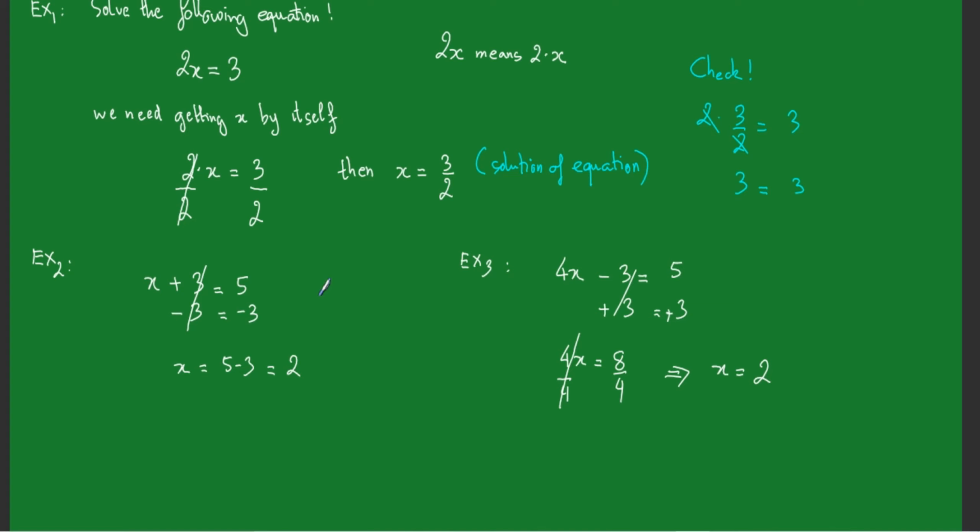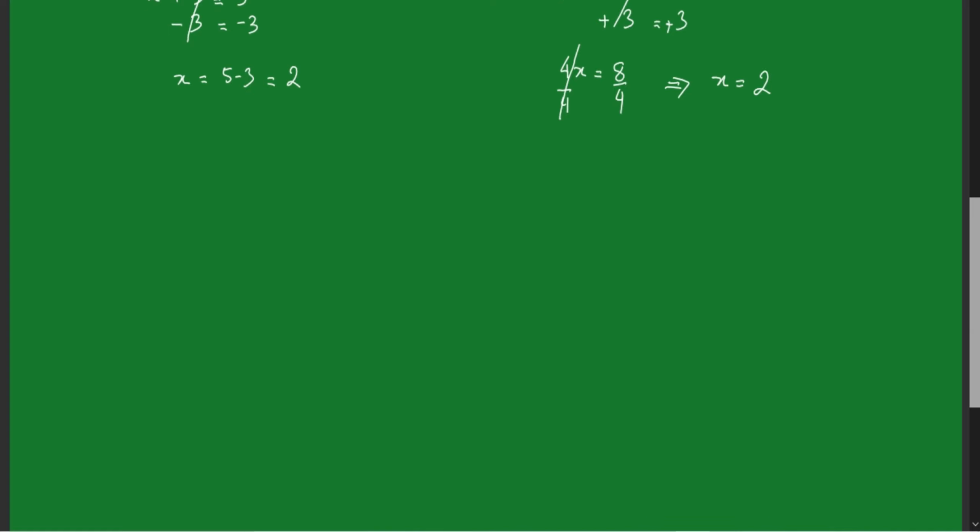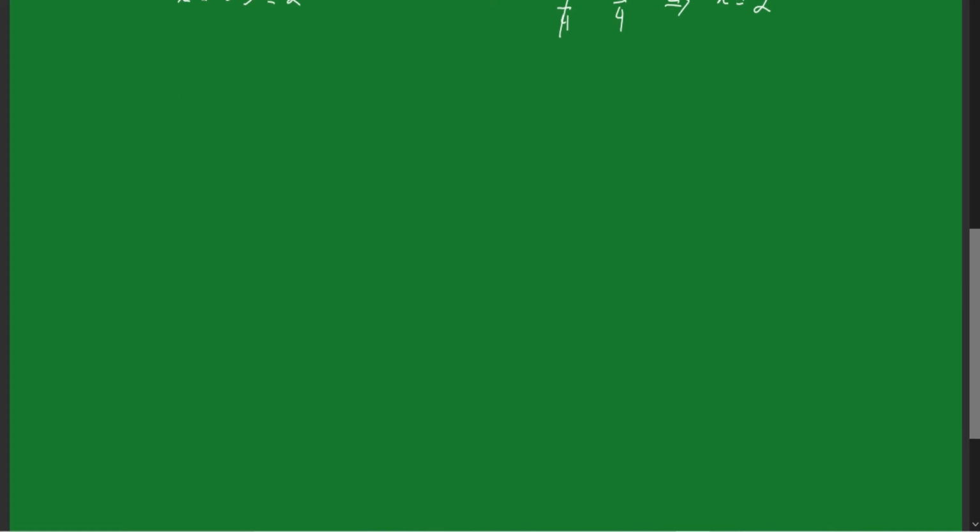So in high school, this example right here we call one step. This example here we also call one step, but this one we call a two-step equation. This is called a two-step equation, but not one step anymore. All right. Next, what if I have an equation like this? Example 4.